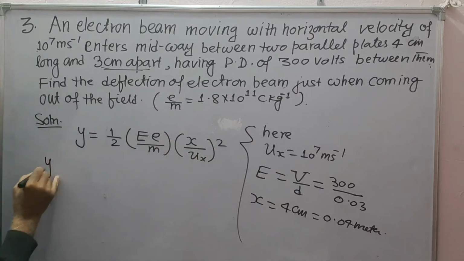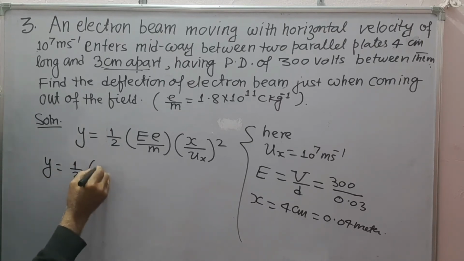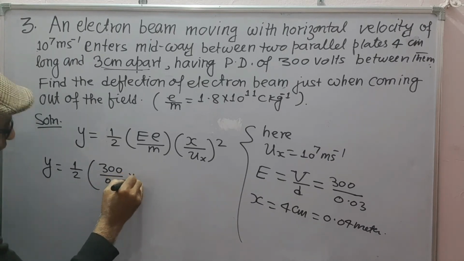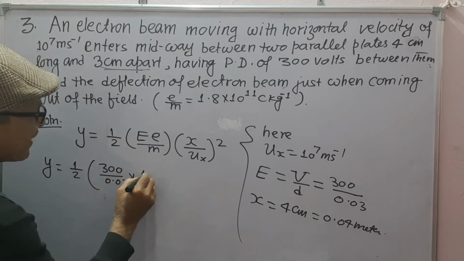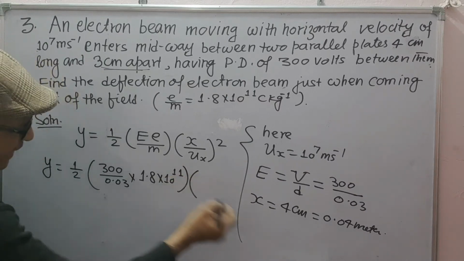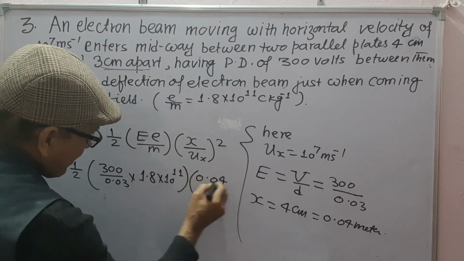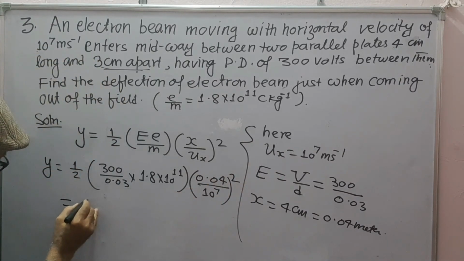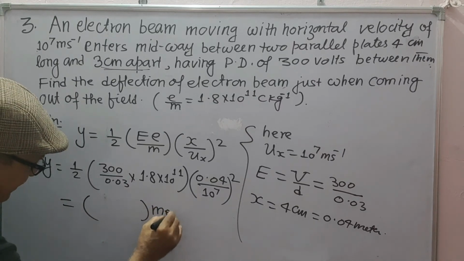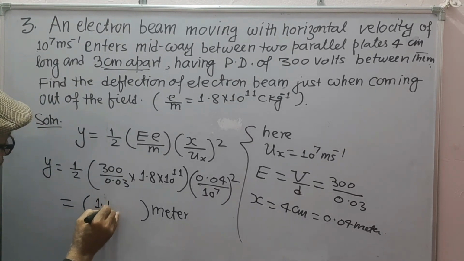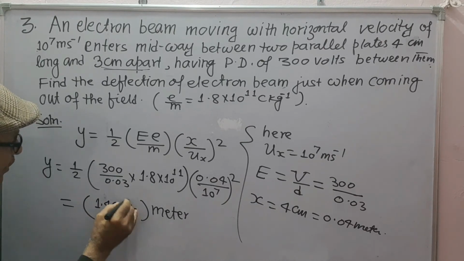So y will be equal to 1 by 2 into 300 upon 0.03 into e by m, 1.8 into 10 to the power 11, into x, which is 0.04, and u_x, which is 10 to the power 7, its square. On simplifying, we get the displacement y just when coming out of the field as 1.44 into 10 to the power minus 2 meters.